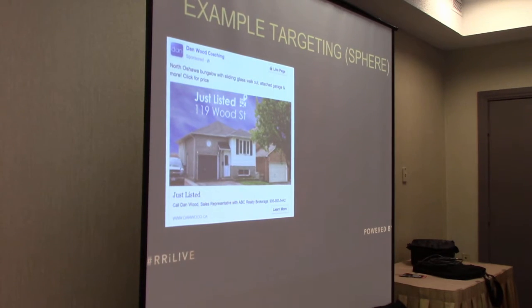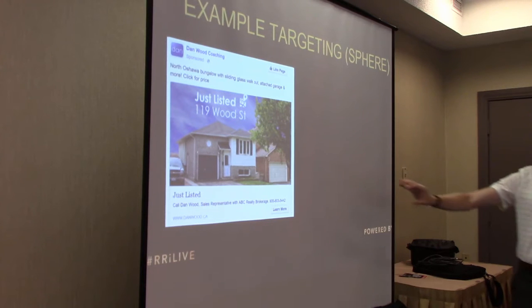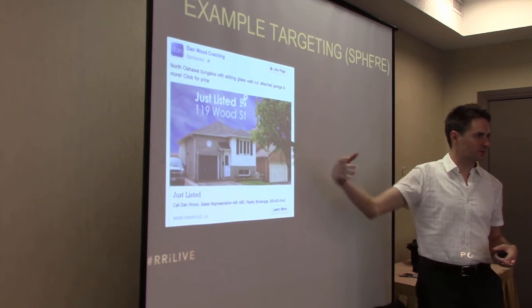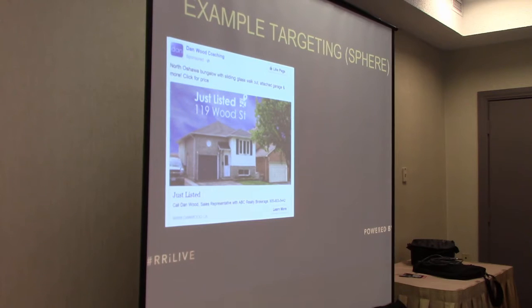So this is an example of us targeting our sphere of influence. It says North Oshawa bungalow with sliding glass walkout, attached garage, and more. Click for price. Because I'm targeting my sphere, I should have used Canva to put my photo on it, because I'm targeting my email list, and if they don't see my face, they won't know it's me who's advertising. So I'm targeting everybody who's on my email list, who's in the city. I say in the city, because even though they're on the email list, a lot of my friends moved to Whistler, so it doesn't make sense for me to advertise to them anymore. So I still target the people based on city.